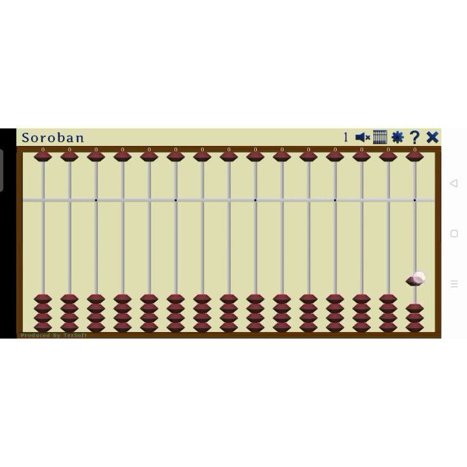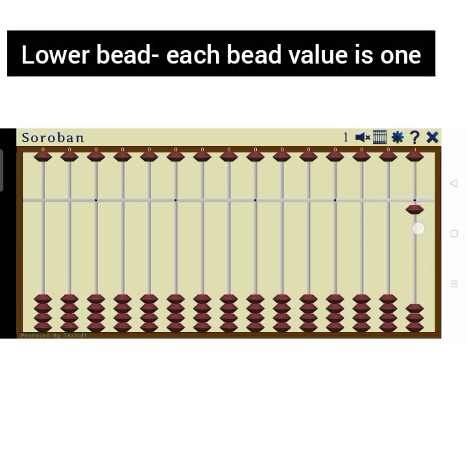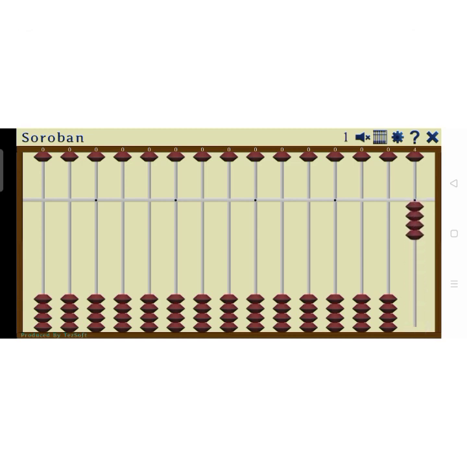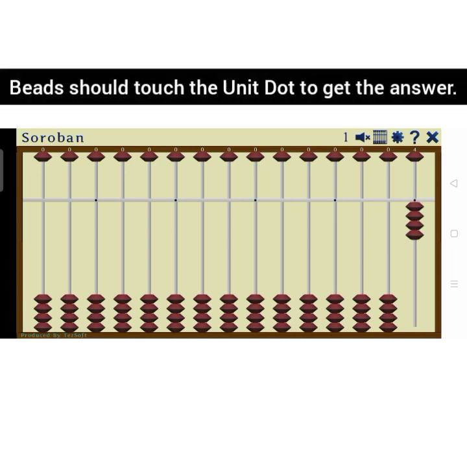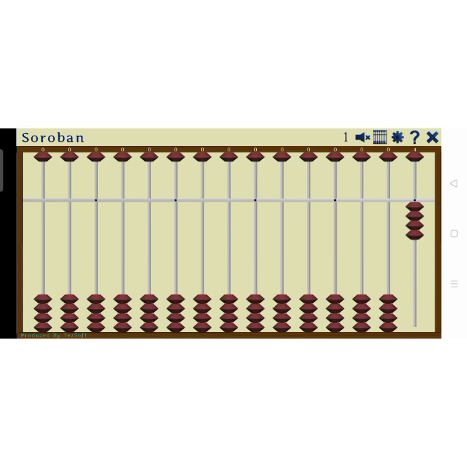So, each bead, this one, value is what? 1. Again, another bead, this bead, value is what? 1. This one, value is what? 1. This one, value is what? 1. So, whenever these beads touch this dot, then you will get the answer. Right now, 4 beads you can see touching the unit dot from the right side. So, the answer is 4. Clear?